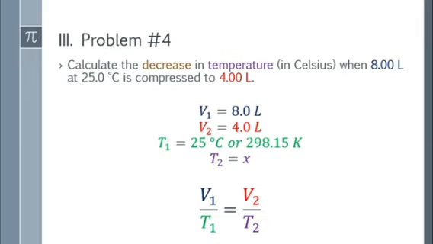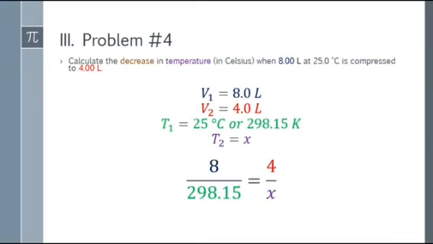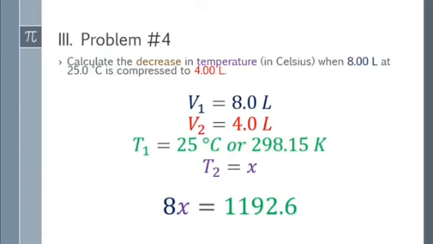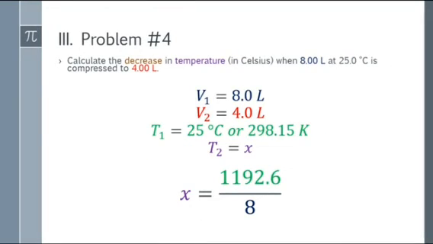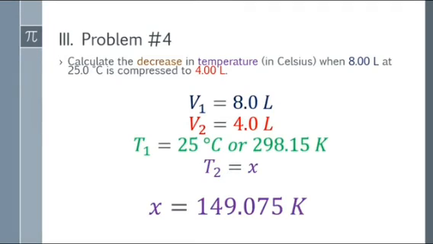Okay, so lagay mo yung formula at i-substitute natin yung mga values. So, that will be 8 over 298.15 is equal to 4 over x. Okay? So, to find the value of x, i-cross multiply mo lang. So, that will be 8x is equal to 1,192.6. And divide both sides by 8, and that will be 149.075 Kelvin. Okay, nahanap na natin yung resulting temperature.